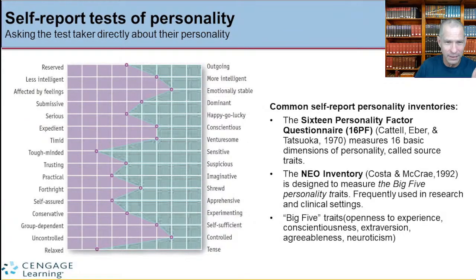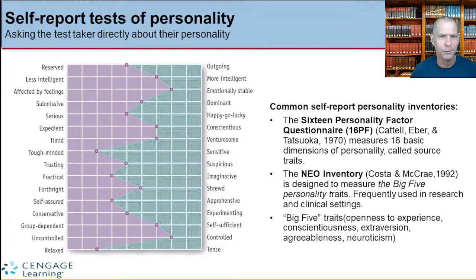But you'll notice that this person is evaluated on all these traits. If you look, they're in the middle between reserved and outgoing. But if you move down, you'll notice that they're more emotionally stable than they are affected by feelings. And if you go down further, you'll notice that the person is probably just about as serious as they are happy-go-lucky.